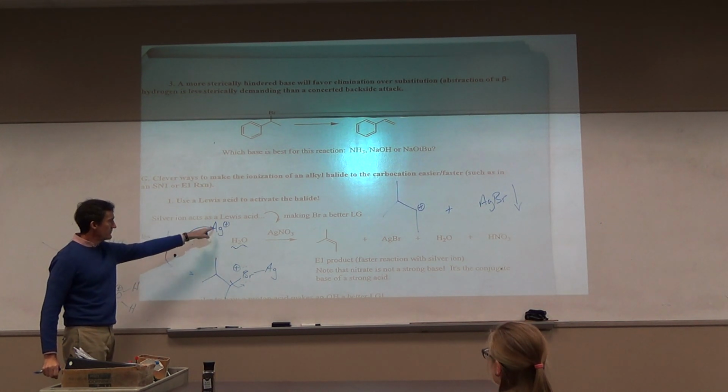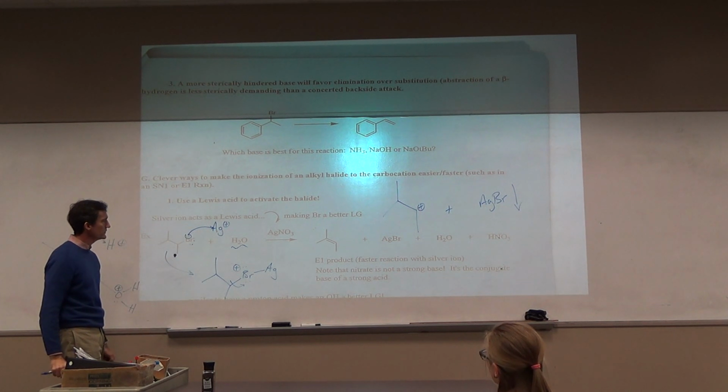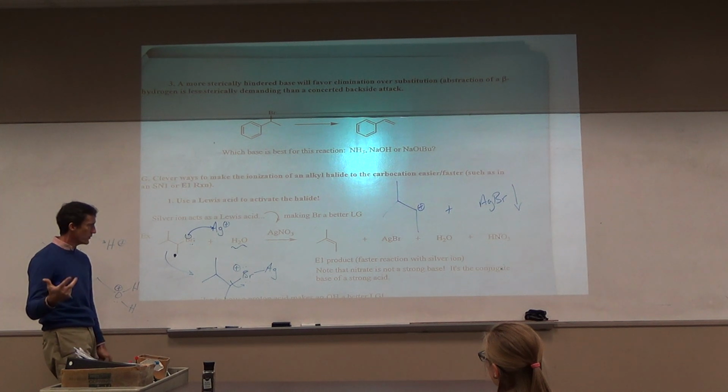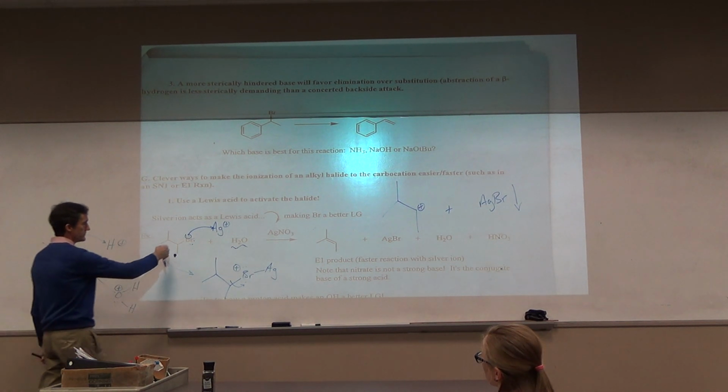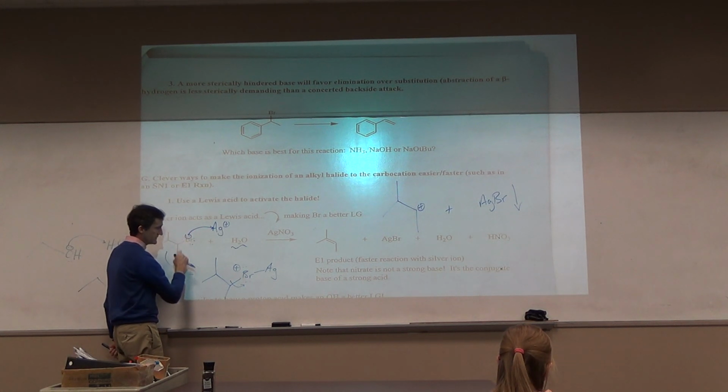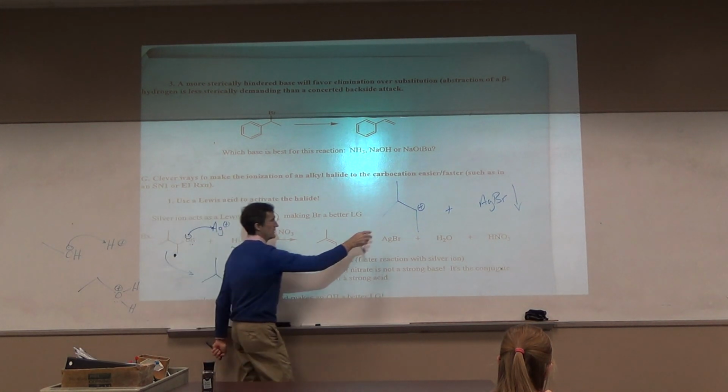Now there may be some other metal ions that will do this. Silver is the most common. In organic 2, we will see aluminum and boron used in the same way to get carbocations.